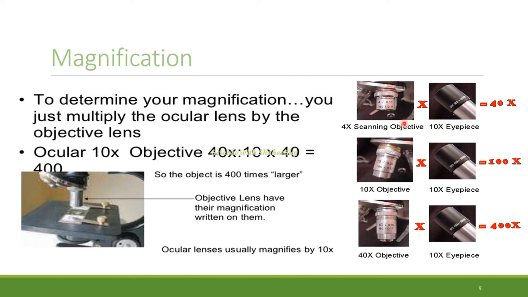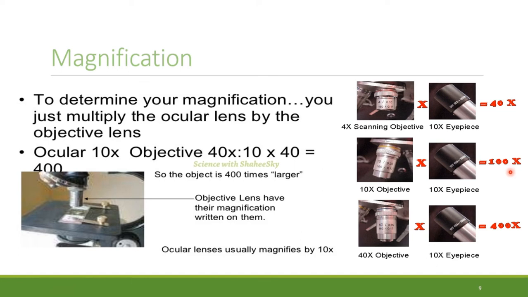If it is observed under low power, then the magnification of the ocular lens is 10 and the magnification of the low power lens is 4. So the whole magnification of the image is 40. Likewise, we can get the magnification for medium power as simple as this: the ocular lens has magnification of 10, the medium power lens has magnification of 10, 10 into 10, 100 times of magnification.